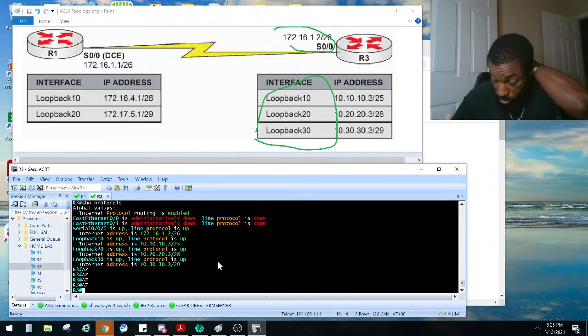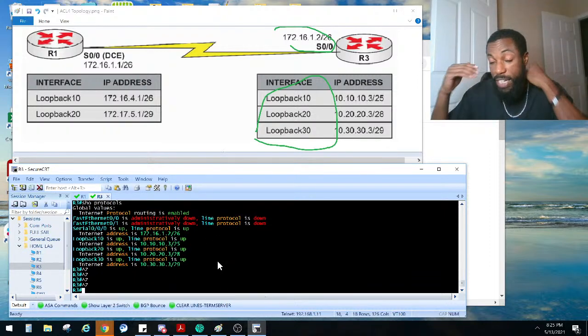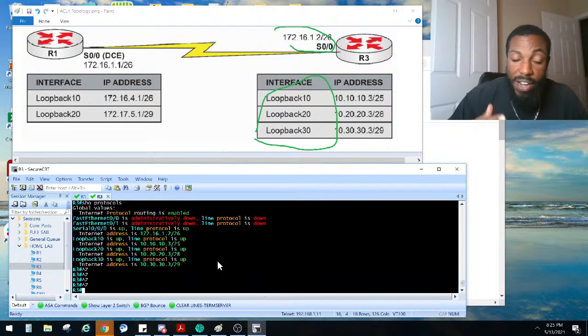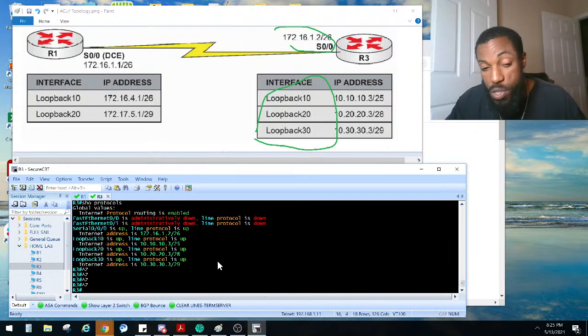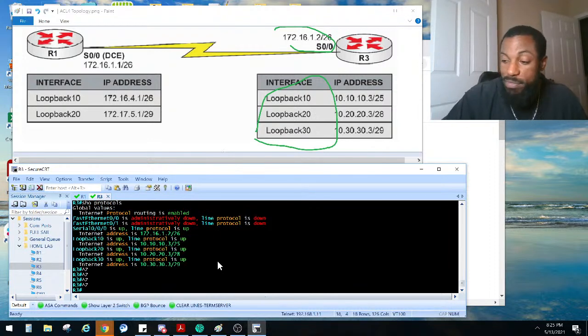Remember, when you're done, verify your work. And then when you're done, run a show command to verify your work. And after we're done with that, verify your work and also run another show command to verify your work.